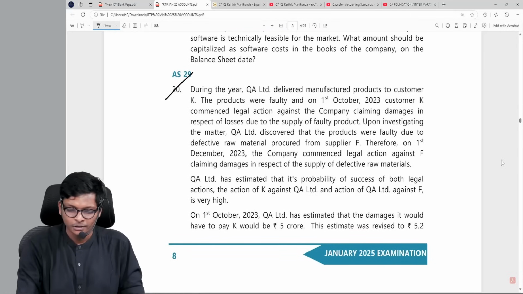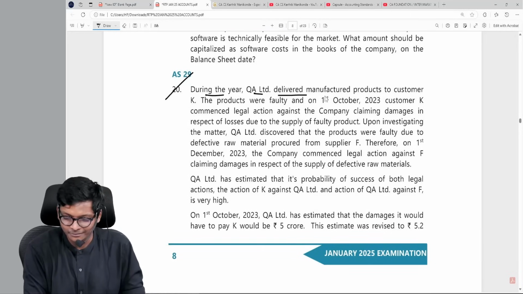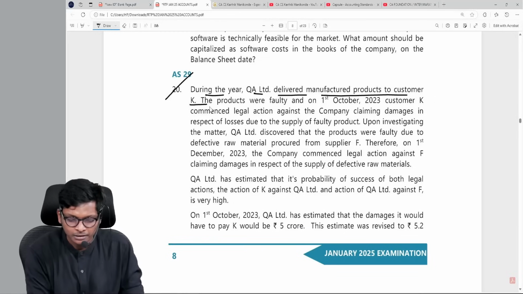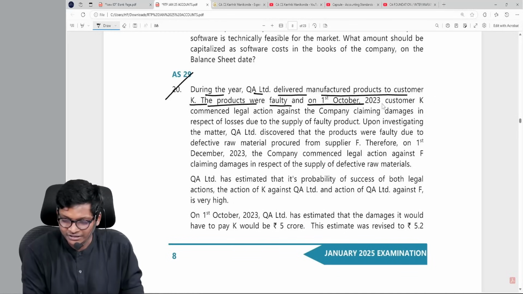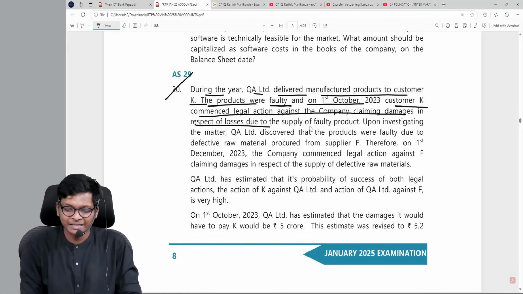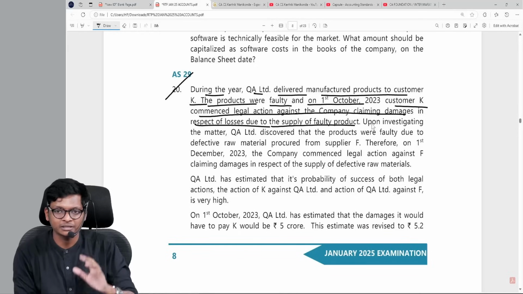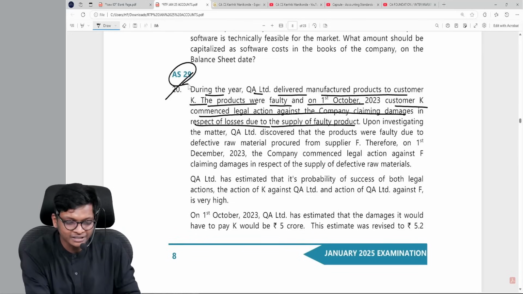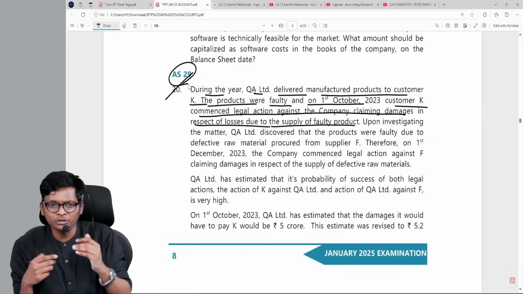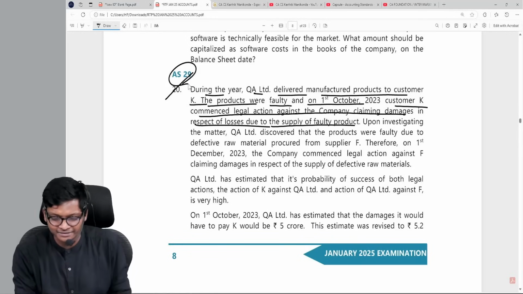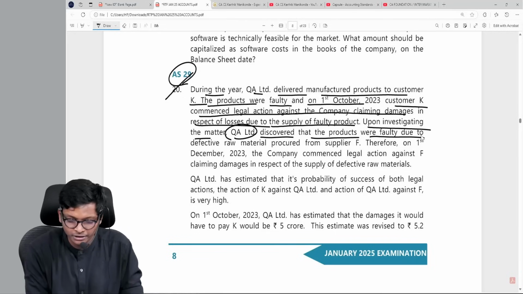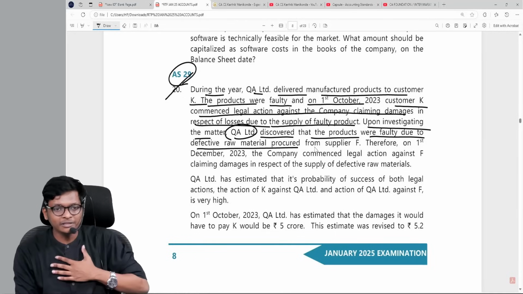Question 29. During the year, QA Limited delivered manufactured products to customer K. QA is a company that delivered some products. The products were faulty, and on 1st October, customer K commenced legal action against the company claiming damages in respect of loss due to supply of faulty product. Like I said, 4 new questions. 29 is a new question, not there in the study mat. Okay, so what happened so far? Company sold some goods, customer got angry because the quality is not good, he filed a case. Upon investigating the matter, QA discovered that the products were faulty due to defective raw materials. Fault is with QA only.